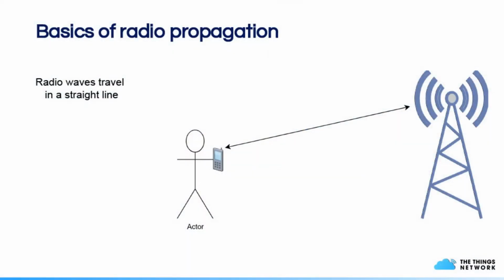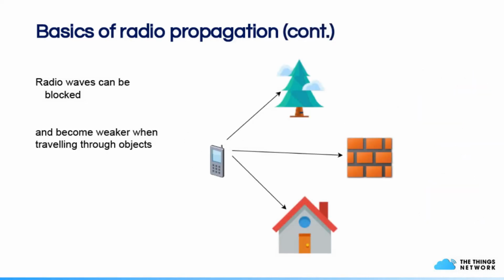Radio waves travel in a straight line. In this case, we have uplinks from the user to the tower and downlinks from the tower to the user. Radio waves can be blocked. They also become weaker as they travel through different objects. The amount at which the waves are attenuated depends on the material they are passing through and how dense this material is. A tree is less dense than a concrete wall, so a concrete wall will weaken the signal more than a tree.